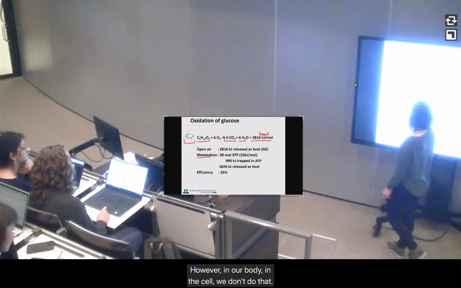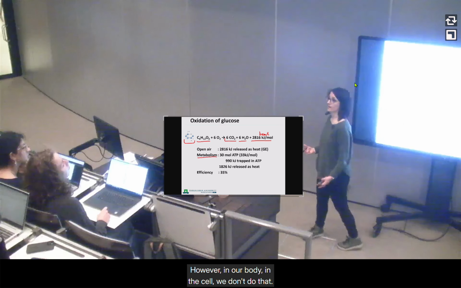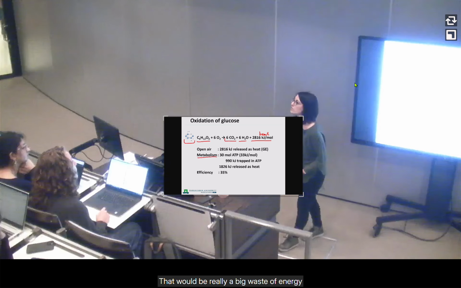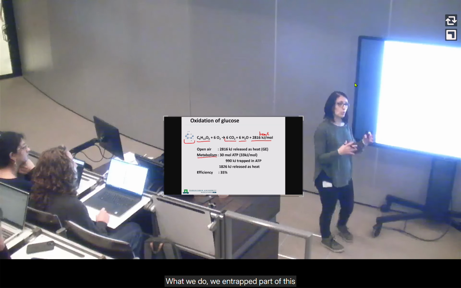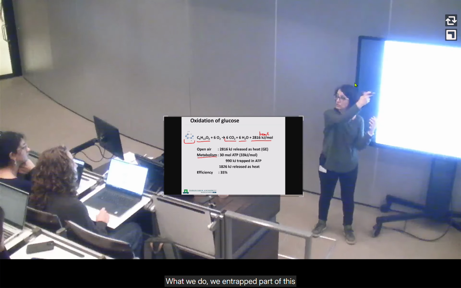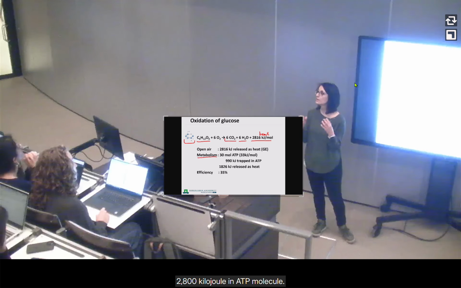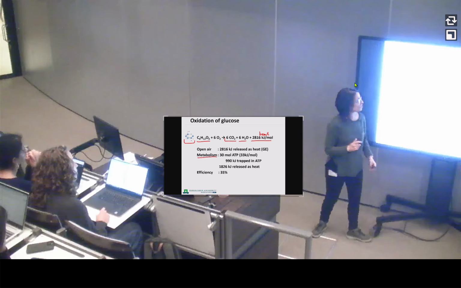However, in our body, in the cell, we don't do that. That would be really a big waste of energy to have all in heat. What we do, we entrap part of this 2,800 kilojoule in ATP molecules. So how do we do that?